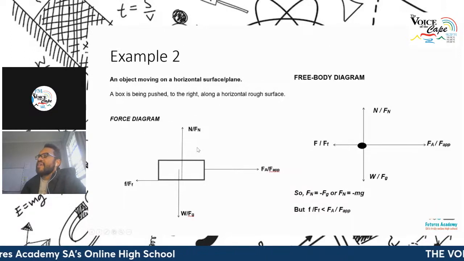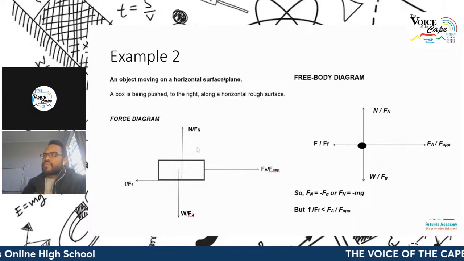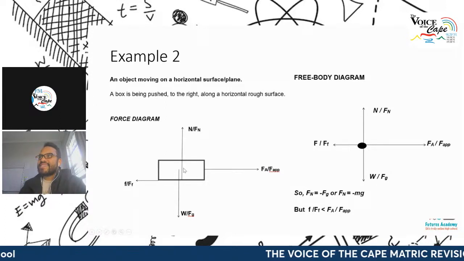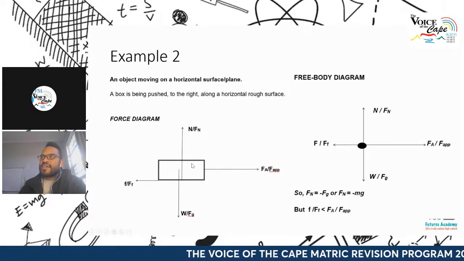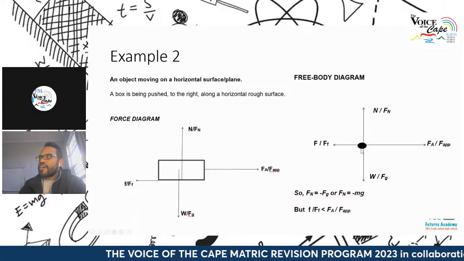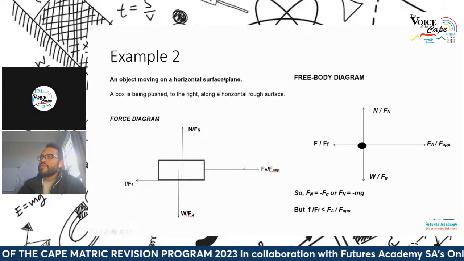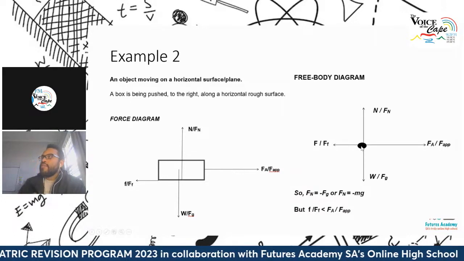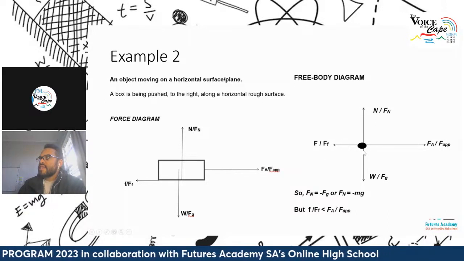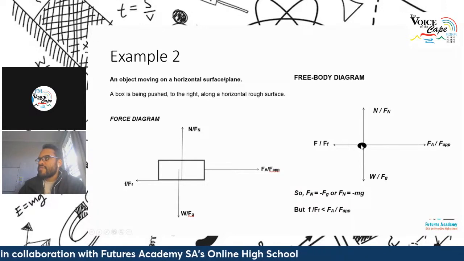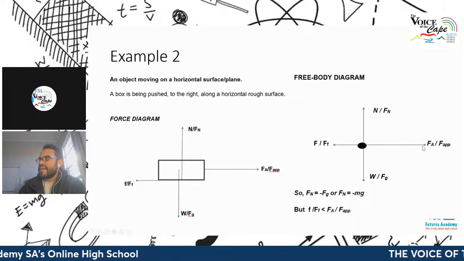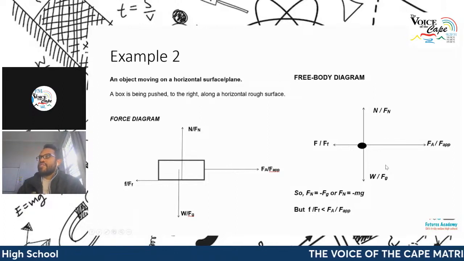Sorry for that, guys. Let's go to the free body diagram. The free body diagram replaces the little box that we see over here with a dot, okay? It replaces the box with a dot. And here we can see there's the normal force, there's the gravitational force, there's the frictional force, and there's the applied force. Okay. Now, what can we say about each of the forces?